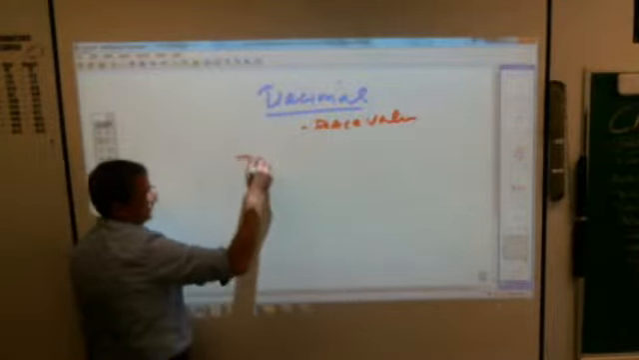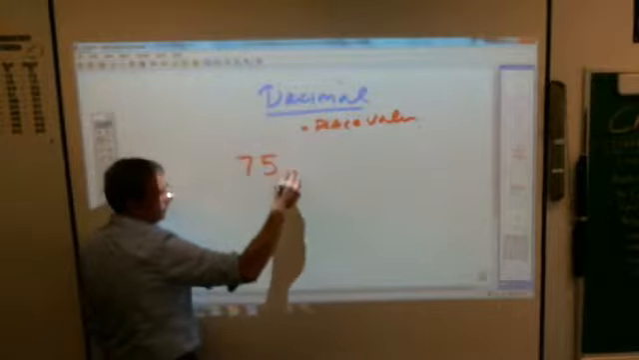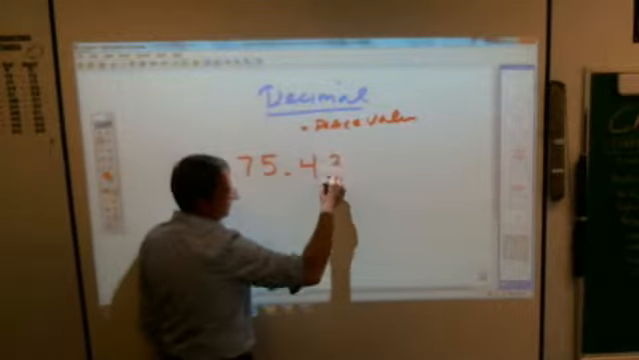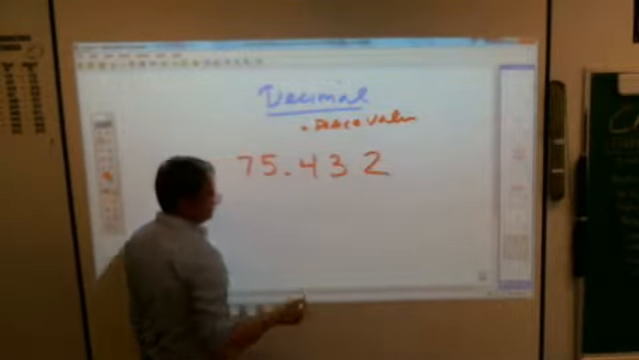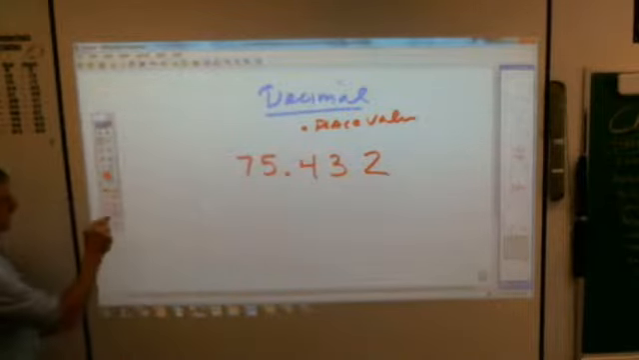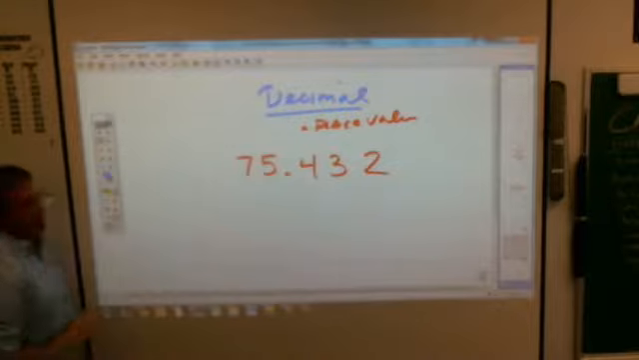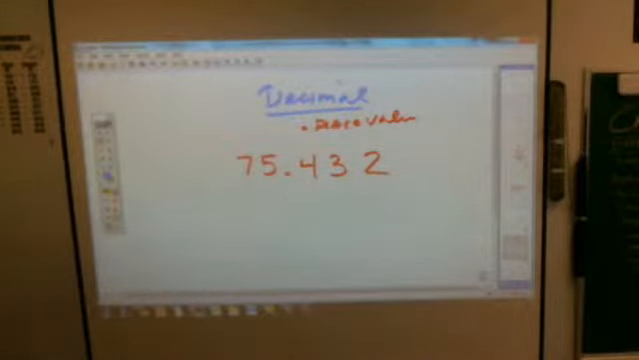Let's say we have 75.432. Probably the toughest thing to realize when it comes to decimals is the farther a digit is away from the decimal point, the smaller it really is. In other words, this. Okay.